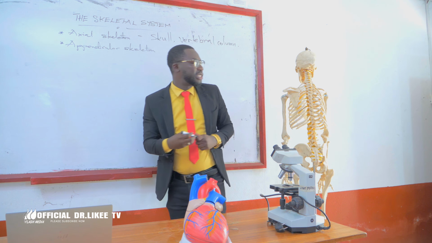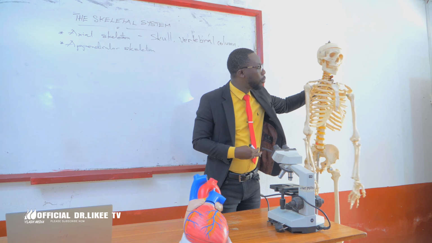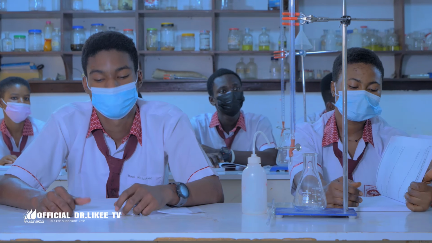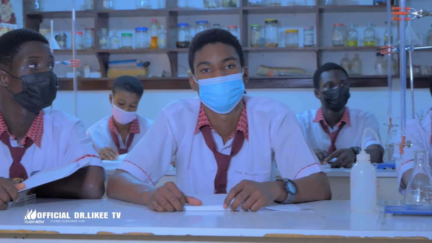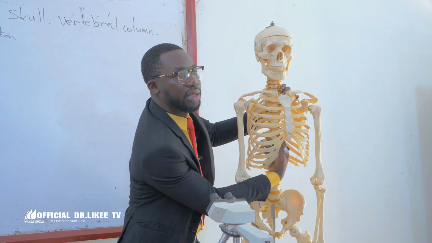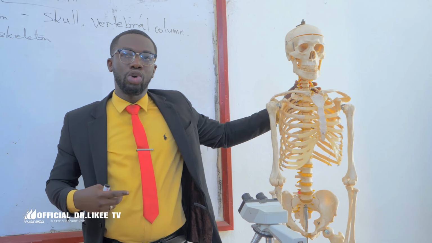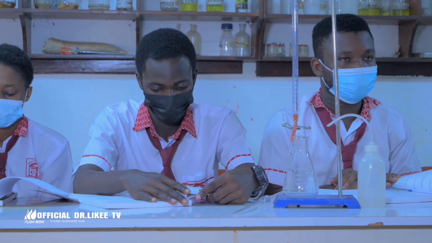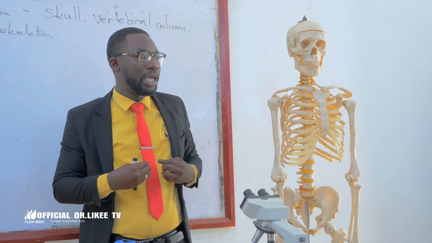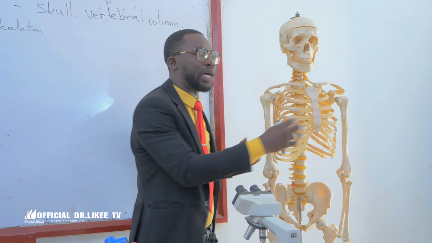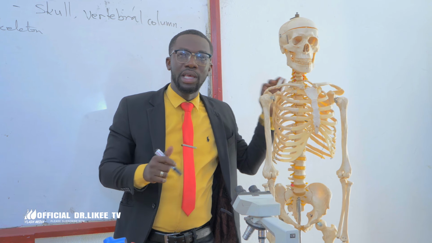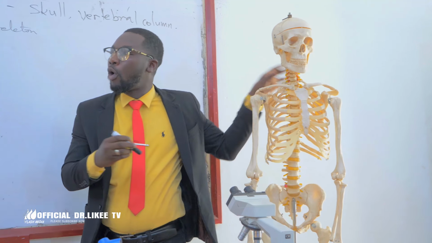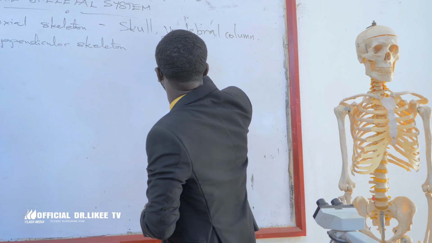So the skull, the vertebral column, and then your ribs. These are your ribs, which aid you in breathing. Your lungs are found within the ribs, and they protect your lungs. Whenever you are inhaling air, these ribs have to move to allow air into your body. And these are also bones, so they form part of your skeletal system. So the skull, the vertebral column, and your ribs form the axial skeleton.